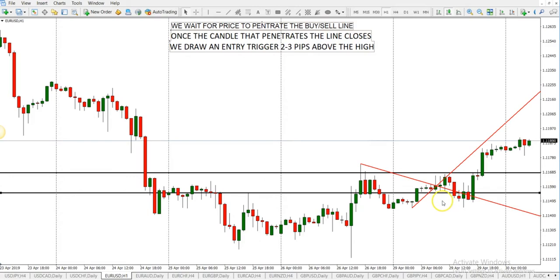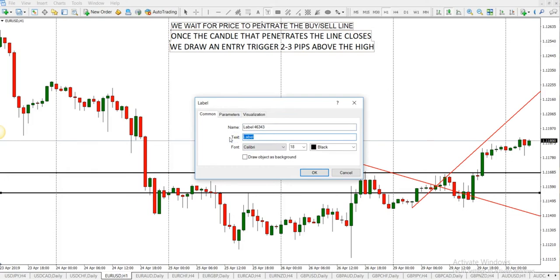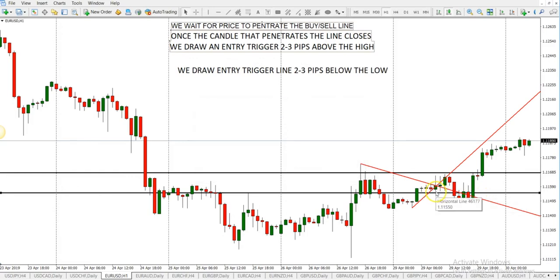If it penetrates the lower line, similar, just the opposite. Okay, we draw an entry trigger line 2 to 3 pips below the low. I like around 2 pips below the trigger line, below the low. So this is the low of the candle, not the low of the body, so the low of the wick.